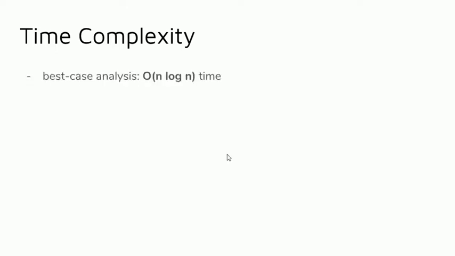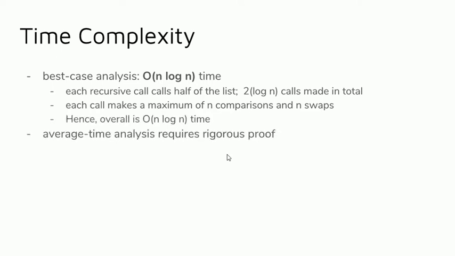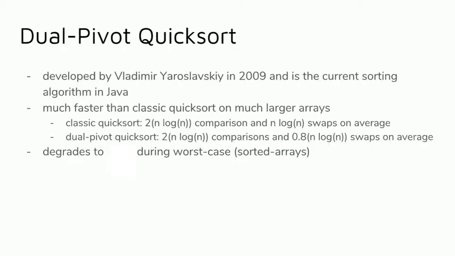On the other hand, the best case analysis will be done using the median of three scheme, and the resulting time complexity is O(n log n). This is because each recursive call halves the list, so there will be 2 times log n calls made in total. Subsequently, each call will make a maximum of n comparisons and n swaps. Hence, the overall time taken will be O(n log n). As for the average time analysis, it requires a rigorous proof, so we will not go into that for today. In general, it can be shown that it is closer to the best case, meaning that it is also O(n log n).